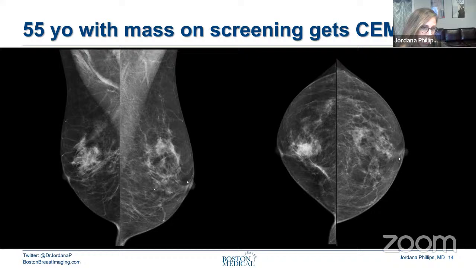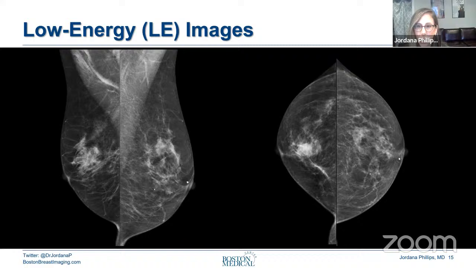This was a 55-year-old woman who had a mass on her screening, and she was recalled, and she had a diagnostic contrast enhanced mammo. These are her low energy images. Again, they look just like a 2D mammogram. Remember that the iodinated contrast has already been administered. There is already contrast within the breast. We just don't see it. So these are the low energy images, and you can see that there's a mass in the right breast. Can't really appreciate its margins that well.